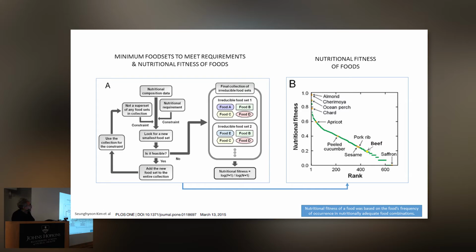And what you can see here, at the very top of the nutritional fitness field, would be things like almonds, ocean perch, chard, and so on. Whilst further down you'd find foods such as beef, pork ribs, sesame, and so on. So this depends on the model, of course, that you are using and how you interpret that data. I'm sure this is only a first iteration of this possibility of looking at foods, but it starts to give you a hint of how foods might be put together in more than one way, depending on the context and the country where one is living.